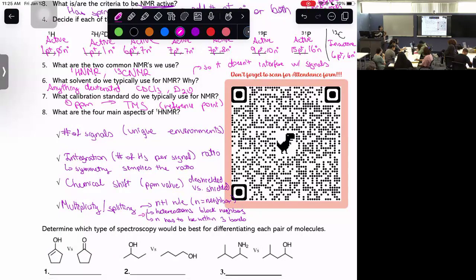Now, so far, any questions? Very good. Do we remember those terms? Okay, now, this is for HNMR. The CNMR also has aspects. What does it have? It's a unique number of signals, and there's one more. And chemical shift. Exactly. Those are the only ones. You're never going to see splitting in CNMR. There's no integration. Okay, so keep that in mind.